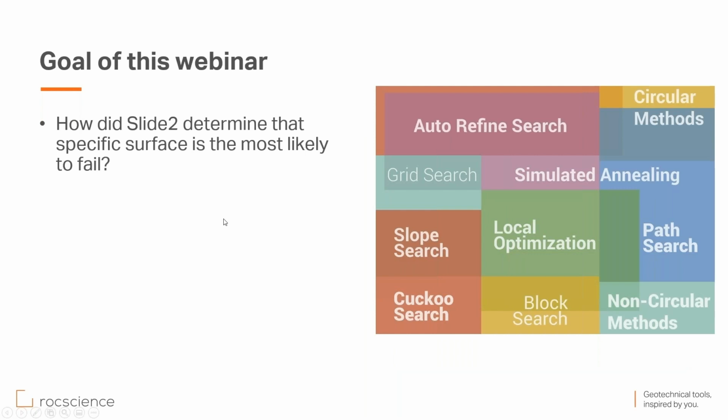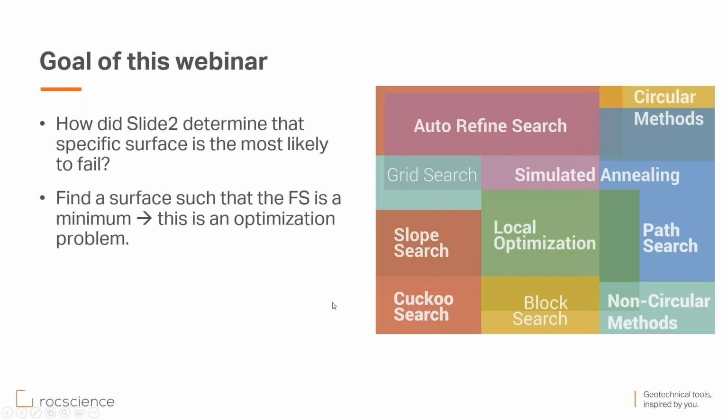So the goal of this webinar is to answer the question, how did slide 2 determine that that specific surface is the most likely to fail? Brent talked about some of these methods, and how are they actually finding that exact surface? We can rephrase this question as, find the surface such that the factor of safety is minimized. So basically, this is an optimization problem.